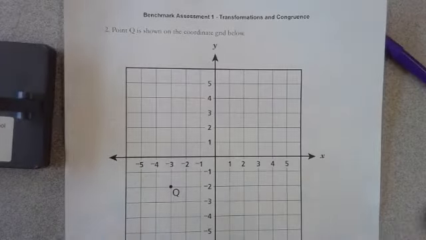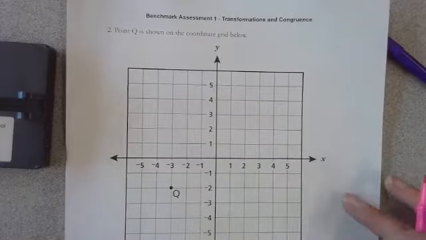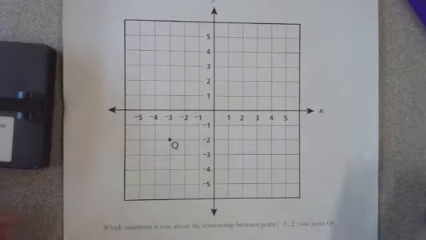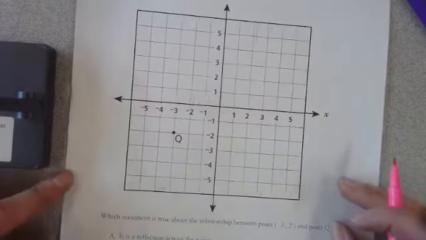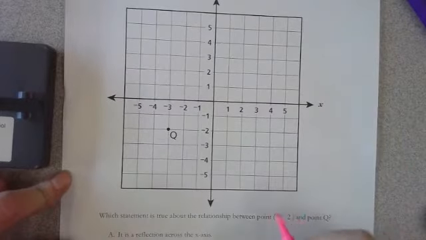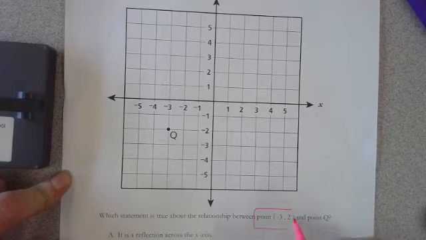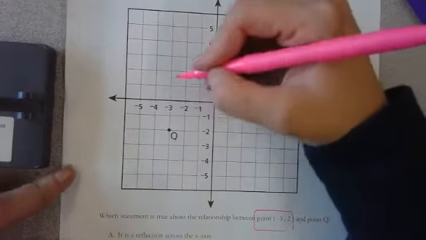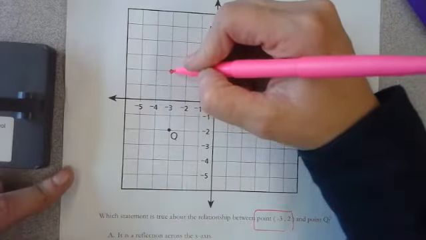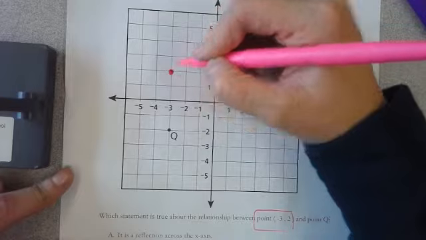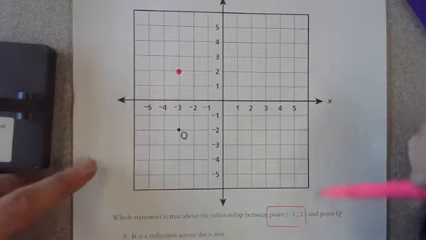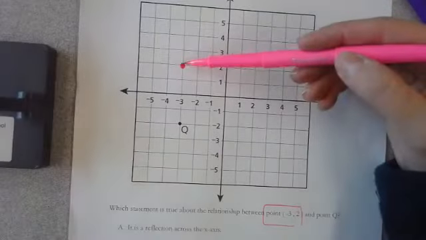Question number 2. It says point Q is shown on the coordinate grid below. And then down here it says, which statement is true about the relationship between point -3, 2 and point Q? Okay, point Q, bam, is right there for us. I'm going to quickly plot the point -3, +2. That's right there. Right, -3 on the x-axis, +2 on the y-axis lands you up here.